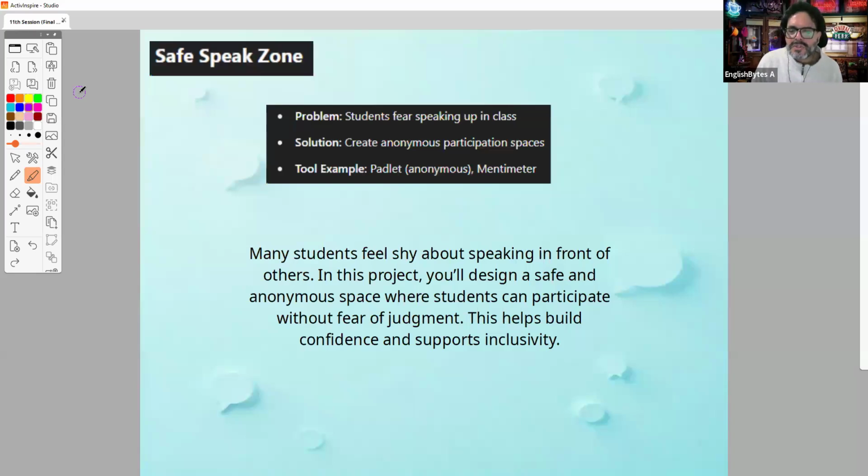Safe speak zone. What happens here? What's the problem? Students fear speaking up in class. This is extremely common, even among you guys. I know some of you are afraid of speaking in English during this class, because in the other class, the AI class, which is in Spanish, you guys participate a lot. But in this one, I can count with one hand the number of students who like to participate in English. And it shouldn't happen.